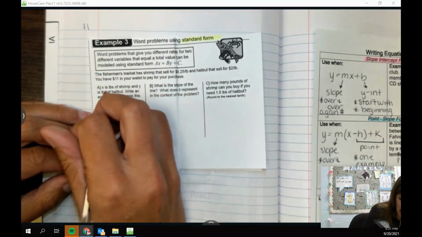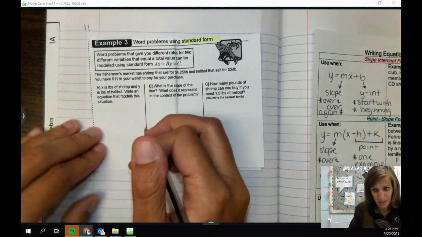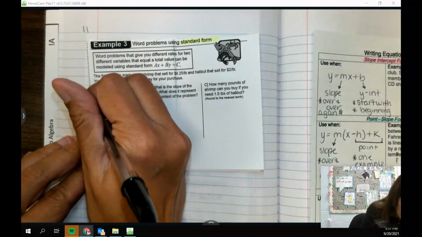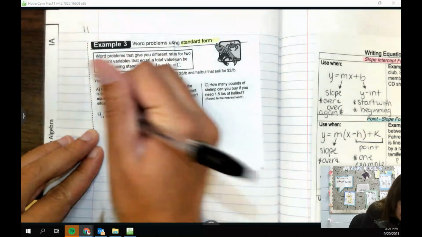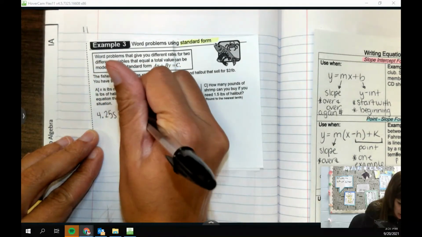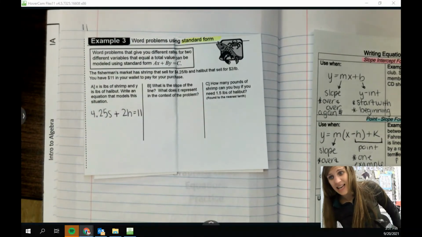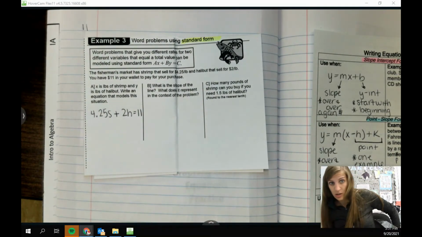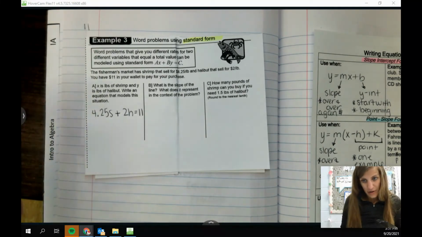So I'm actually not going to do what they're saying here, x is shrimp and y is halibut, because I want to use smart letters. So I'm going to do 4.25S plus 2H equals $11, because that's all I can spend. That's all the money I got. $11 is my total. If you put x and y, that's fine too.